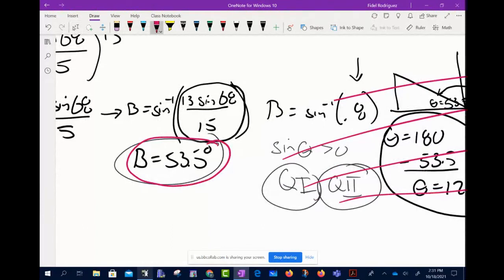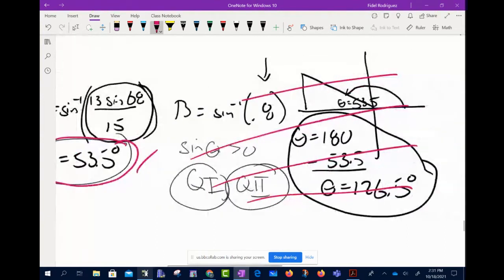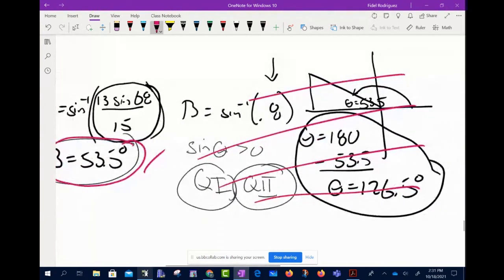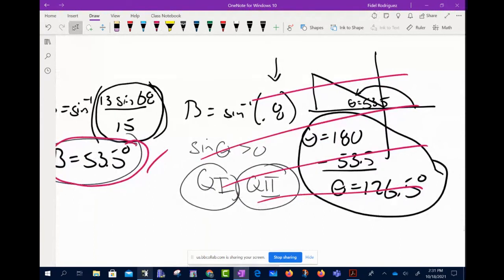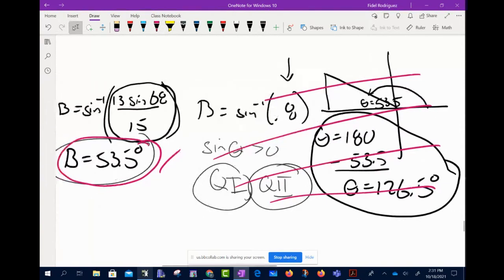Okay? And so every time I do these problems, y'all, and I find my original angle, I'm going to have to ask myself, is it possible that I might have another angle that I could also use? Okay? And in this case, we couldn't, because with the 126.5 and the 68, our angle is already adding up to more than 180, so we don't need that.